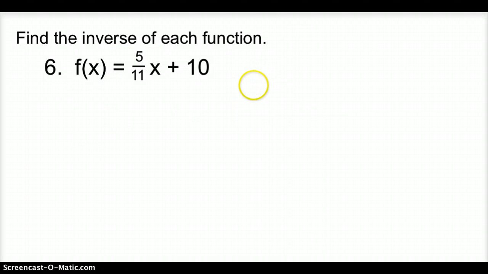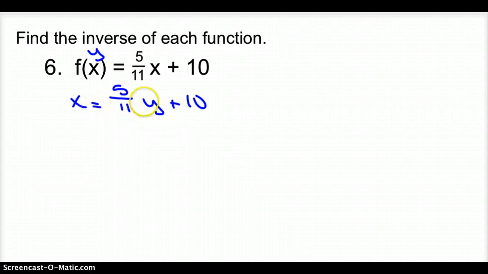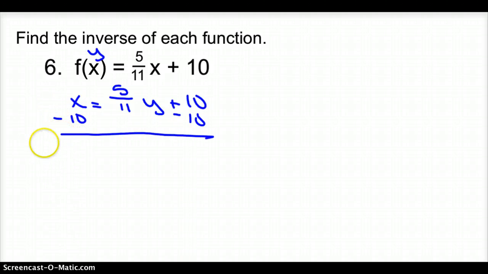Now I'm asked to find the inverse of this function. It's kind of the same lines as switching the x and the y, and I'm going to change this f of x to a y. We want to do the same exact thing with our letters and then solve for y. So I'm going to switch my letters. I'm going to make this x equals 5/11 y plus 10. Notice how I just switched my letters. Now we're going to solve for y. The very first thing we have to do is subtract 10 from both sides. So we get x minus 10 equals 5/11 y.